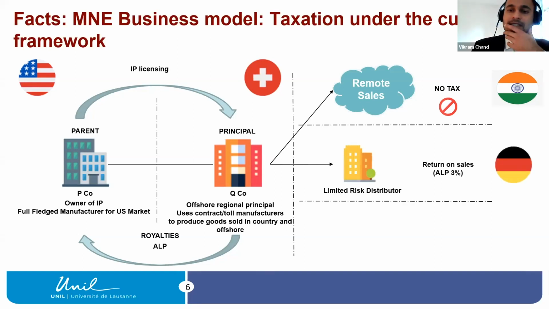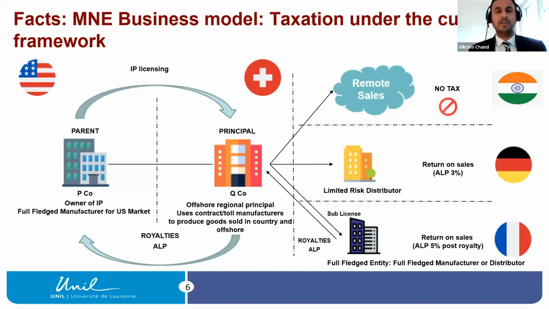At the same time, it's selling into Germany through a limited risk distributor, which belongs to the group. And the limited risk distributor is reporting a return on sales, which is at arm's length. And this is a 3% return on sales. So if the sales that are being made into the German market is 100, the income that is being reported by the German company is 3% on sales.